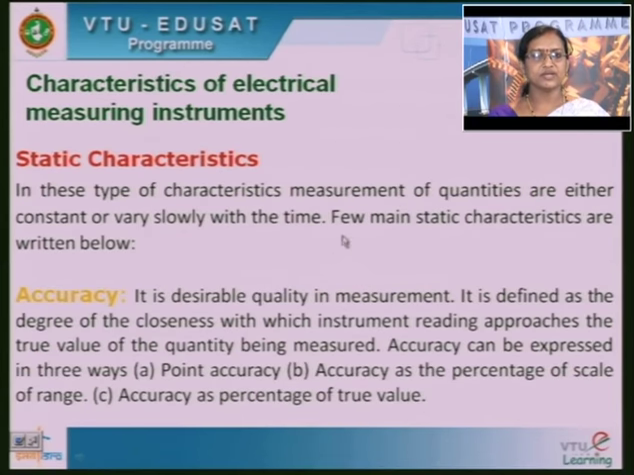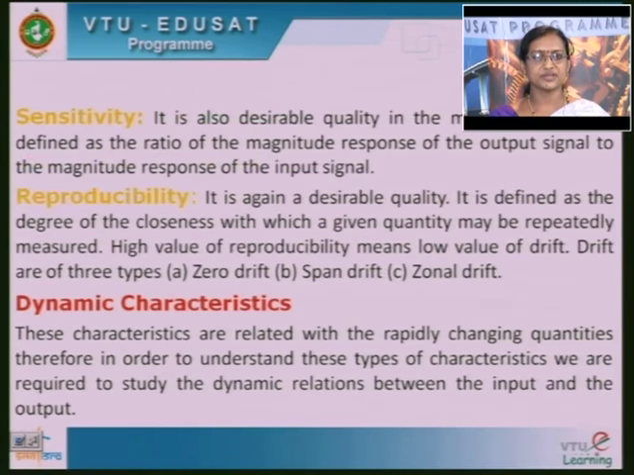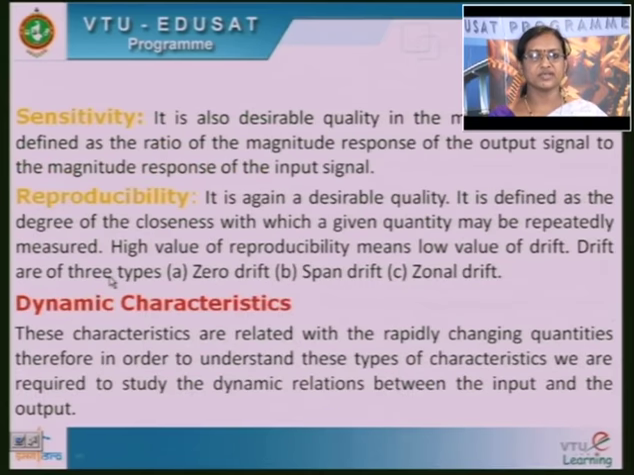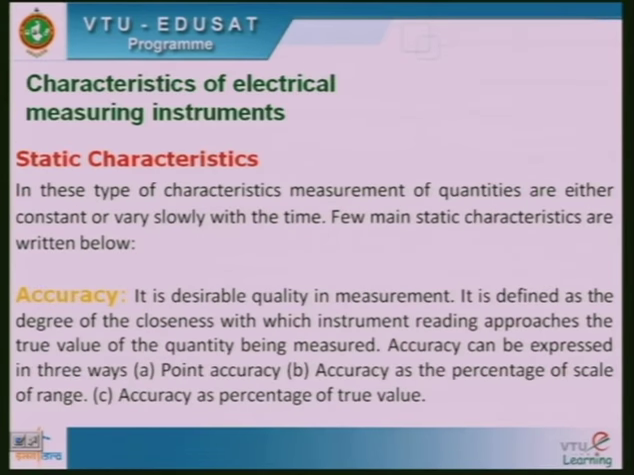When you consider the characteristics of electrical instruments, we have static characteristics and dynamic characteristics. In static characteristics, mainly we consider accuracy, sensitivity and reproducibility. Accuracy is a desirable quality in measurement. It is defined as the degree of closeness with which the instrument reading approaches the true value of the quantity being measured. Accuracy can be expressed in three ways: point accuracy, accuracy as a percentage of the scale range, and accuracy as a percentage of true value.